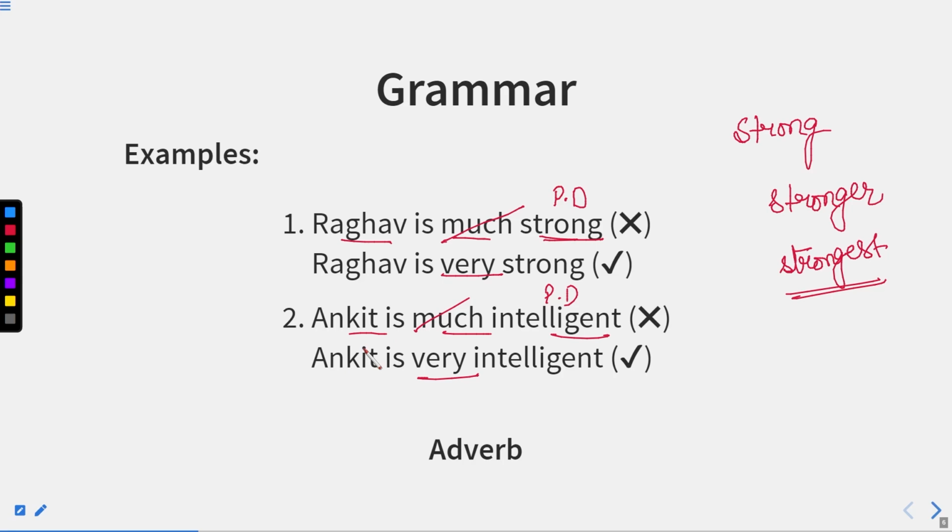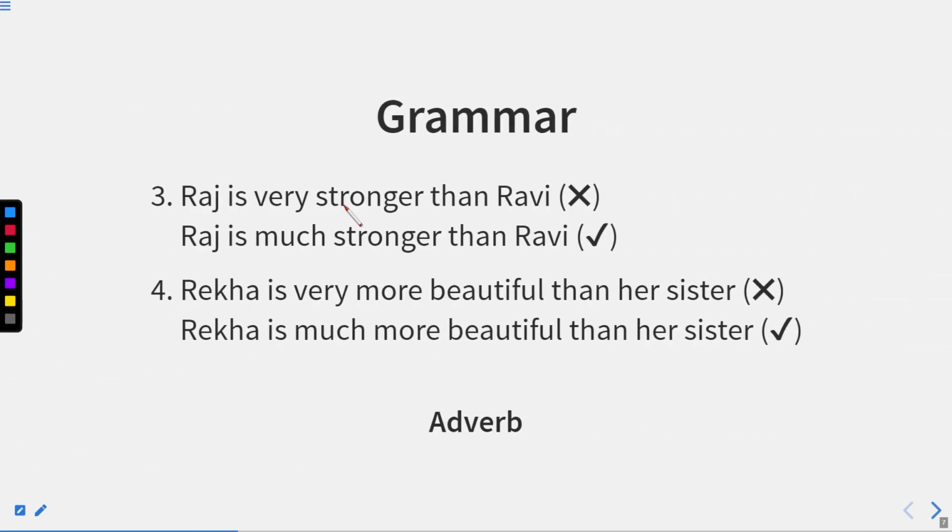So, the correct sentence will be Ankit is very intelligent, as you are very intelligent. Now, let us move to the next one. Raj is very stronger than Ravi. Now, I'm comparing two persons over here. Who are the two persons?